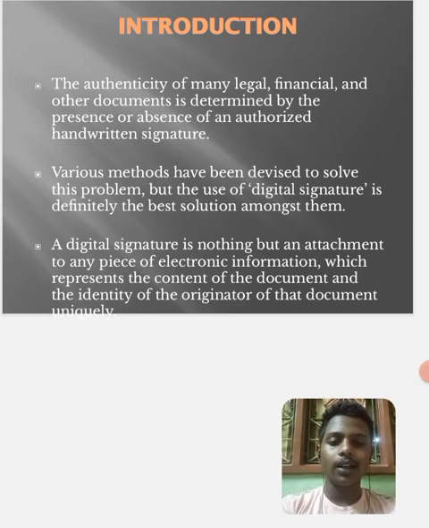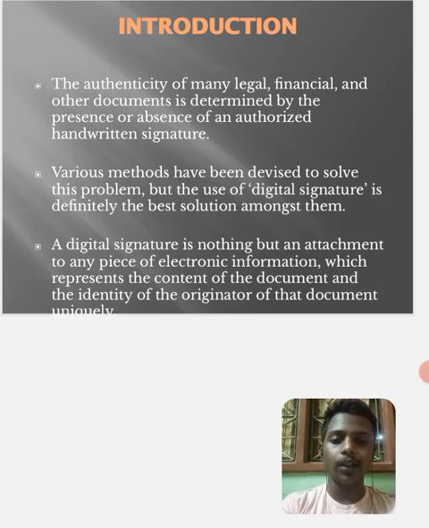A digital signature is attached to the electronic information, so that identity is originated as unique, meaning each person has their own digital signature.